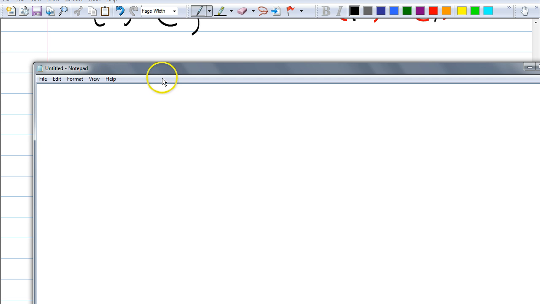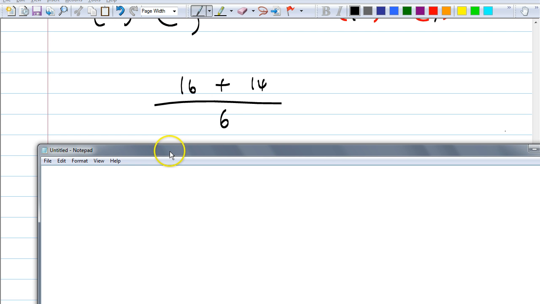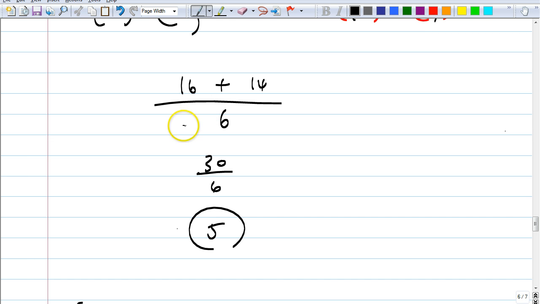So how many people got this when you multiplied it out? 16 plus 14 over 6. What's the answer, class, when you simplify the whole thing? 5. How many people got 5? Raise your hand. Good. All right, any question?